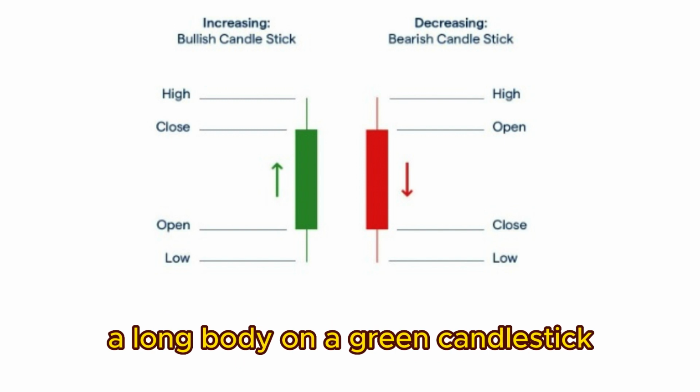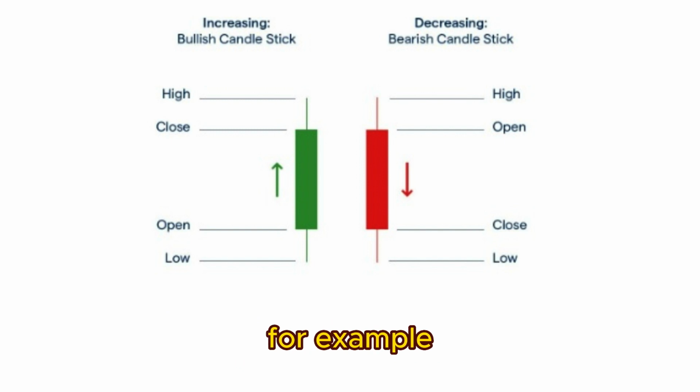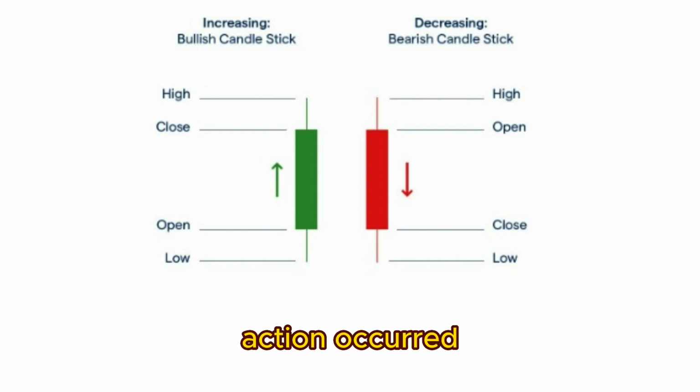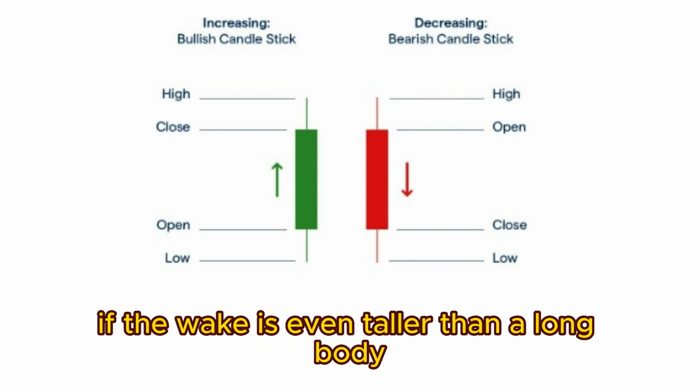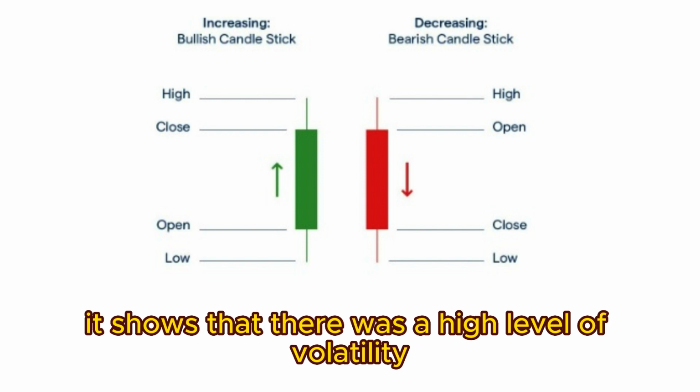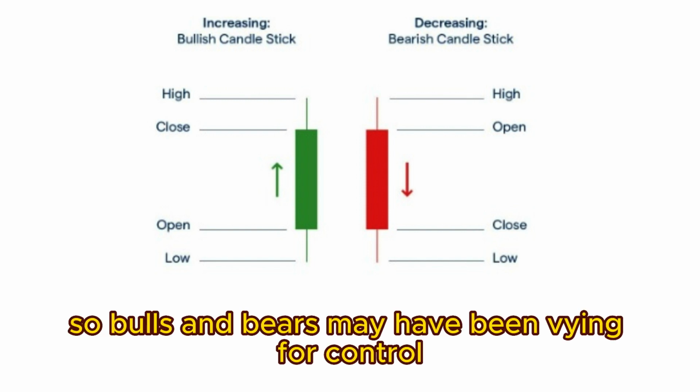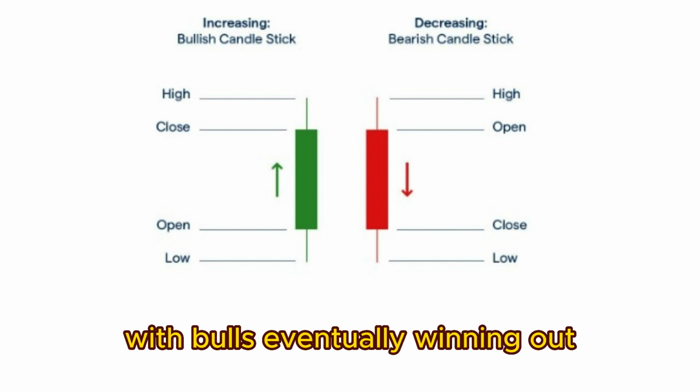A long body on a green candlestick, for example, tells you that significant bullish price action occurred. If the wick is even taller than a long body, it shows that there was a high level of volatility within the period. So bulls and bears may have been vying for control, with bulls eventually winning out.